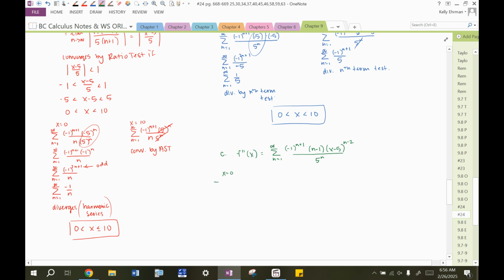So if x equals 0, I get the sum from 1 to infinity of negative 1 to the n plus 1 times n minus 1. And then this becomes negative 5 to the n times negative 5 to the negative 2 over 5 to the n. That's going to be negative 1 to the n. And I think we're in a similar situation here. We've got a negative 1 to the 2n plus 1. That's always odd. Times n minus 1. I can send this negative 5 squared down to make it just 25 down here. But again, these terms are not decreasing towards 0, so this diverges by the nth term test.